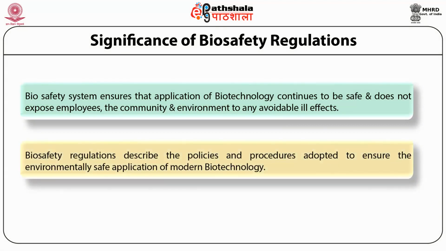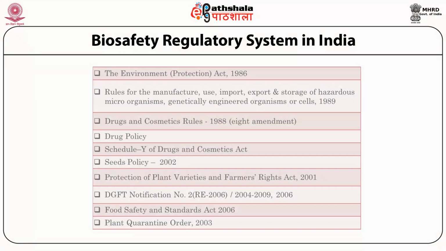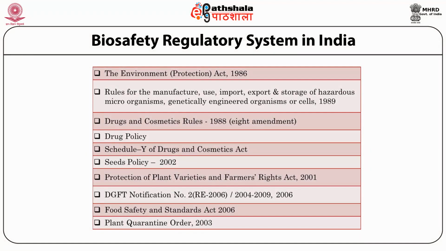These regulations also describe the policies and procedures which, when adopted, ensure the safe application of modern biotechnology, which is beneficial for mankind. Now we look at the biosafety regulatory systems in India. The safety regulations for the environment were brought in the year 1986 by an Act of Parliament. In 1986, the Environment Protection Act was given by the Ministry of Environment and Forest.